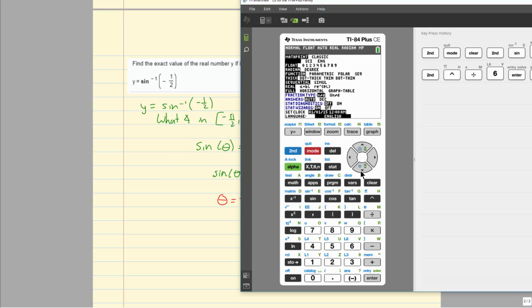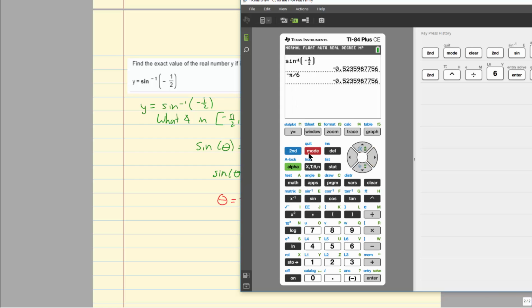Another thing that we could do is we could quickly change this to degree mode. And then we could do inverse sine of -1/2. And this time I'm going to do 0.5 here. And we could get the -30 degrees. So there's a couple different ways to do this.